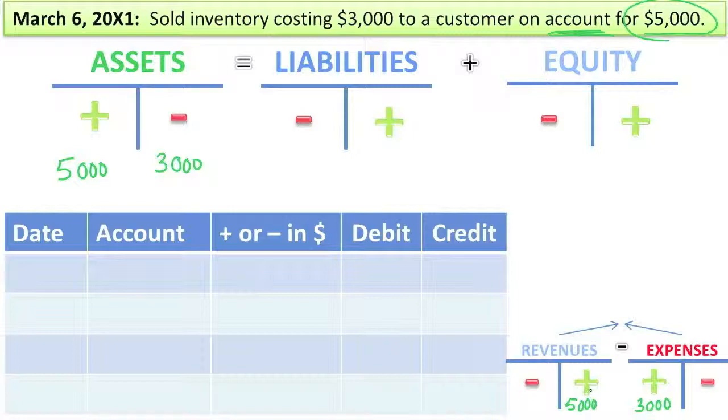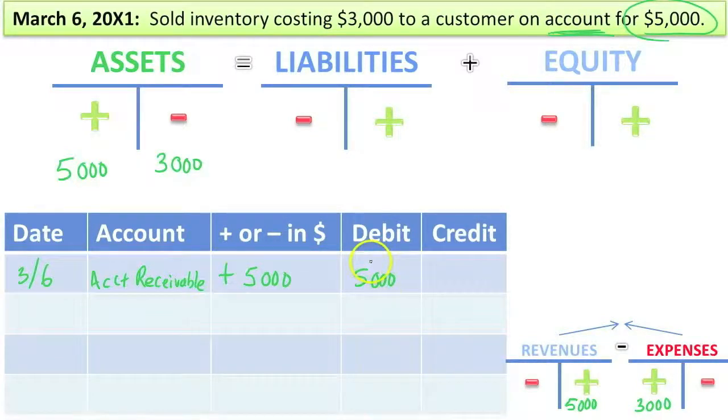Let's put down the account names. So here on March 6th, we have more asset called account receivable. As you notice, we have more of it. How much more? $5,000. If we have more asset, that's going to be a debit. You can see I'm going through all four questions line by line.